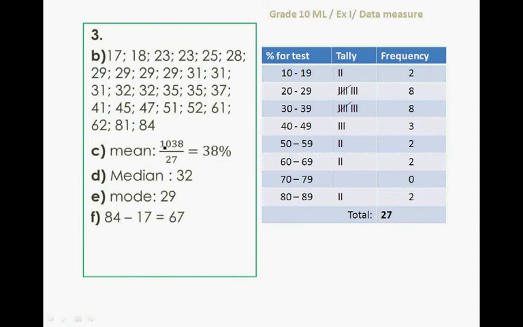If we add them all together, we get 1,038. We divide them by 27 and we get 38%. The median, the value in the middle, is 32. It's right over there. The mode, the number that occurs most often, is 29. And the largest value minus the smallest value is 67.